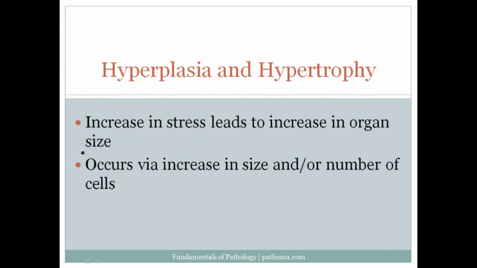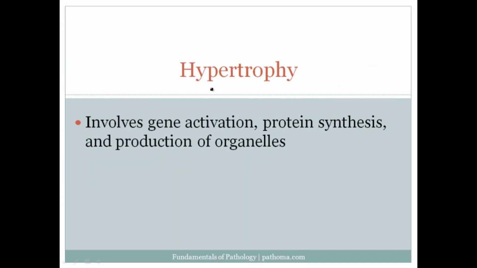Well, there are two ways. One way by which the organ could become bigger is to increase the size of the cells of that organ. An increase in cell size is called hypertrophy. So one way by which the organ becomes bigger is to increase the cell size, i.e. hypertrophy. Another way would be to increase the number of cells of the organ, and an increase in number of cells is called hyperplasia. So basically, these two mechanisms, hyperplasia and hypertrophy, allow the organ to increase in size in the face of an increase in stress.